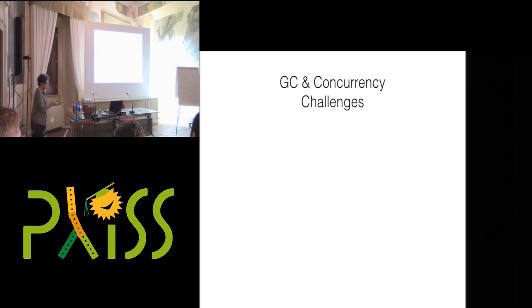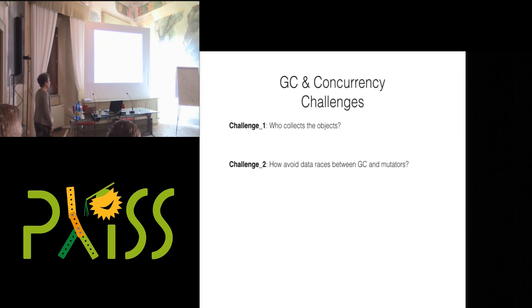Okay, so what are the challenges when we have a concurrent system and we want to do garbage collection? The first one is, who should be doing the collecting? Where does it happen? Who does it? The other one is, how do we avoid data races between the garbage collection and the mutation, between the garbage collection phase and the behavior of the actors? After all, they both go through the heap and they search for stuff. So how do we make sure they don't tread on each other's toes?